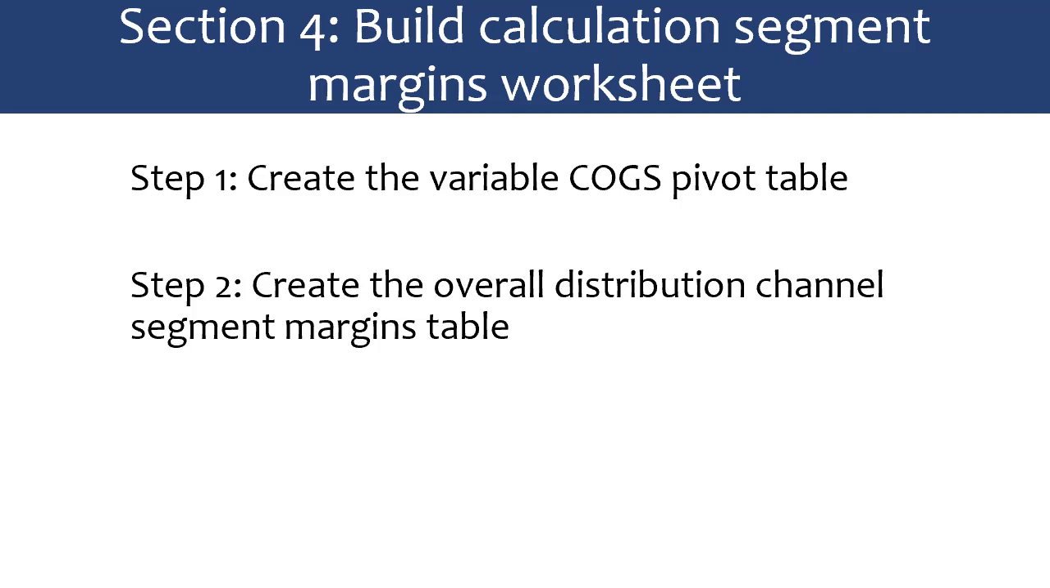Step 1 is to create the variable cost of goods sold, or COGS, pivot table. Step 2 is to create the overall distribution channel segment margins table.